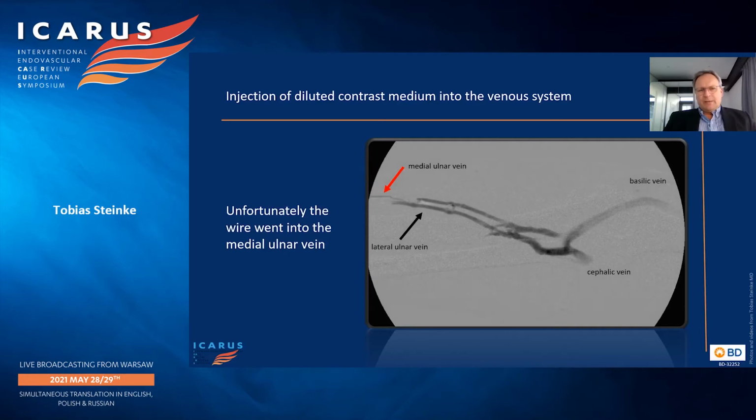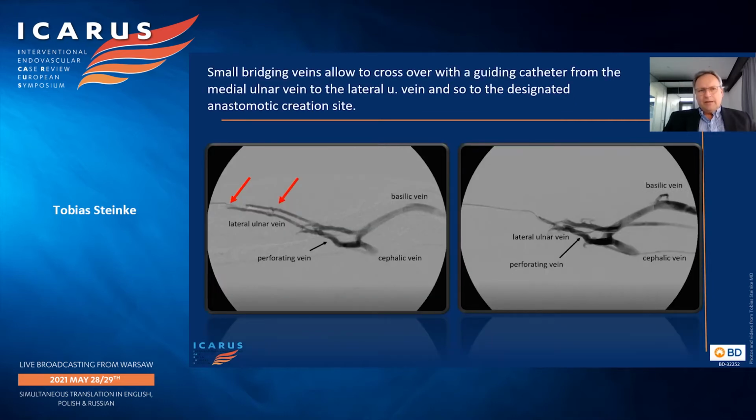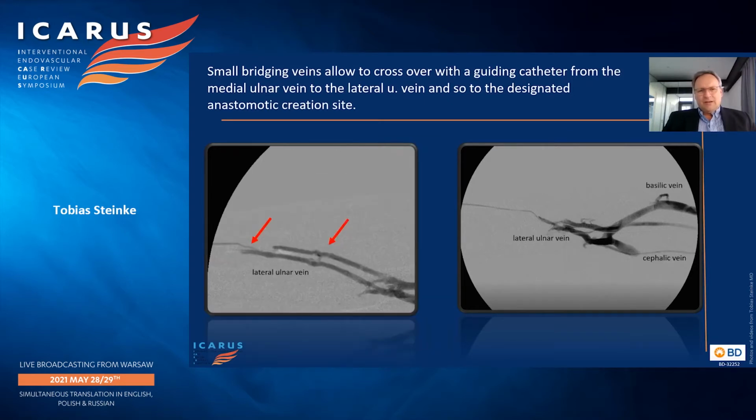Here you see the check of the venous system, and unfortunately the wire went into the medial ulnar vein, what we didn't want. So we had to cross over to the lateral ulnar vein by using small bridges which are allowing to cross over with the guiding catheter from the medial ulnar vein to the lateral vein, and so to the designated anastomotic creation site. On the left picture, you do see this in magnification, that we used one of the small bridges to cross over with the wire and then with the guiding catheter.